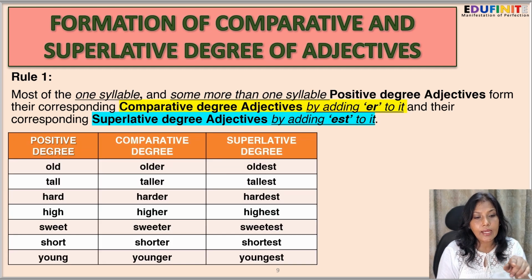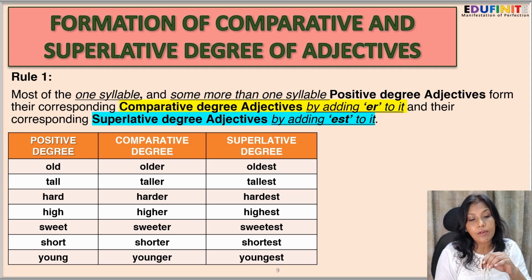Now let's look at some of the words. For example, old, that's in the positive degree. What do we do to convert it into comparative degree? We add er to it. So it becomes older. Next, to convert it into superlative degree, with old we have to add est. So old becomes oldest. Next, tall. Similarly, tall, we add er to it to make it comparative, taller, and we add est to it to make it tallest, which is the superlative degree.